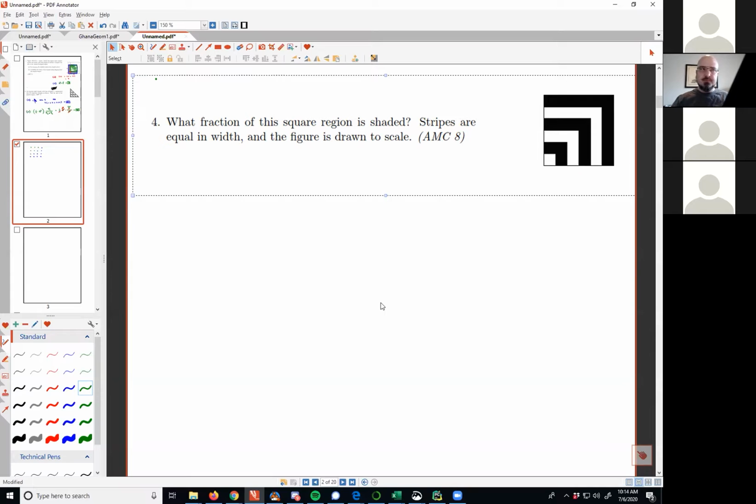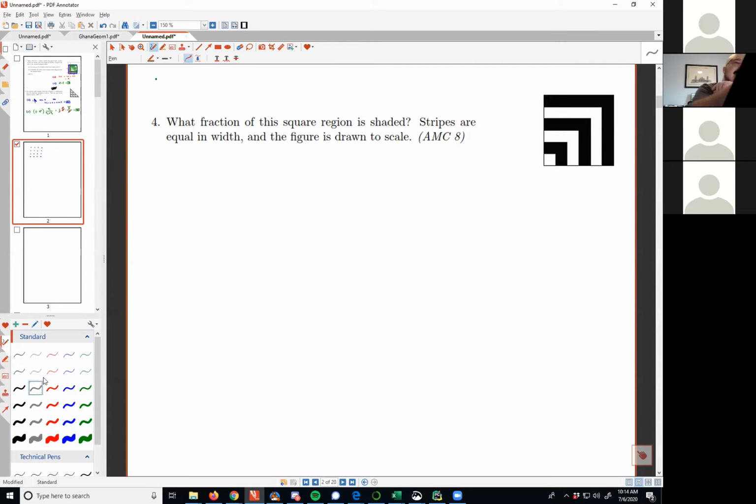I think we could begin by giving the width a value of 1. I like this. Let's create our own unit. 1, 1, 1, 1, 1, 6. Okay. Now what?